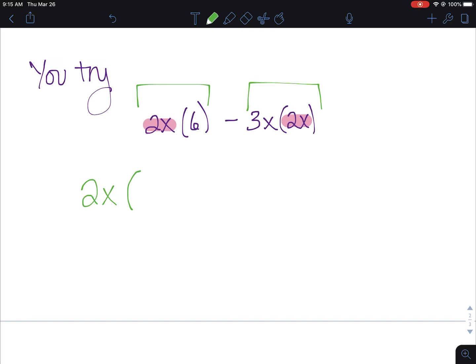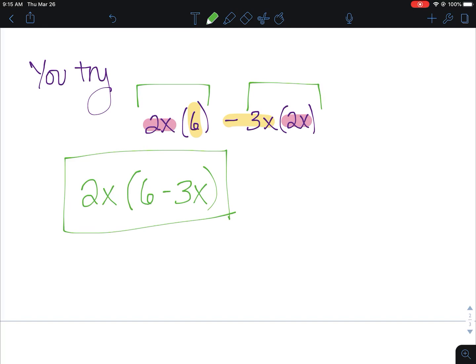And then I put some parentheses down, and then what we have left over looks like a 6 and a minus 3x. So there is my factored form. Did you get the same answer?